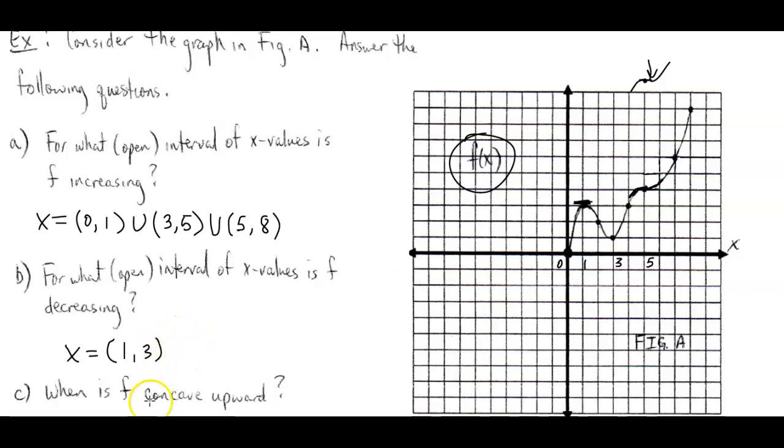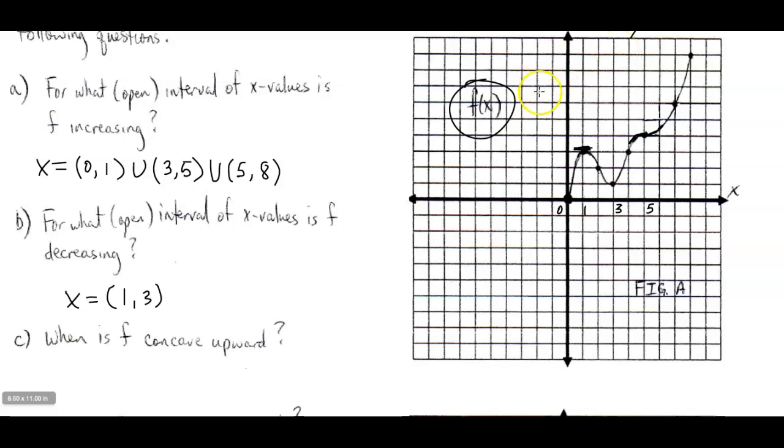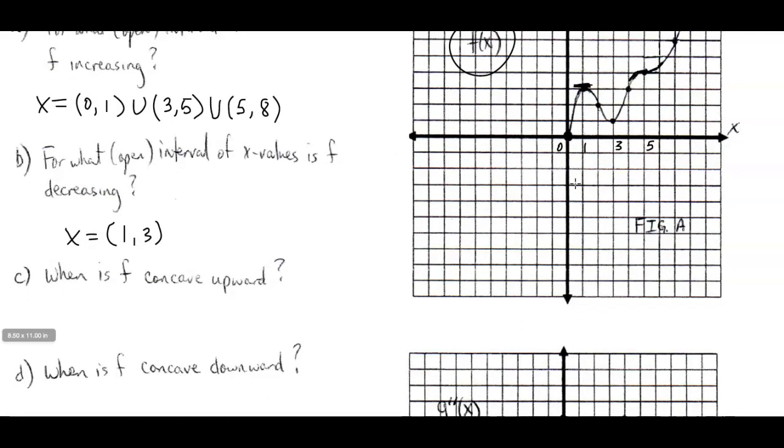Now, when is the graph of our original function, which is what we're looking at here, concave up? So we know from 0 to 1, since we see it has this concave down shape, that's not going to work for us. As a matter of fact, we'll answer both questions at the same time here. So we'll say x equals here, x equals here. So we know from 0 to 1, this is going to be concave down.